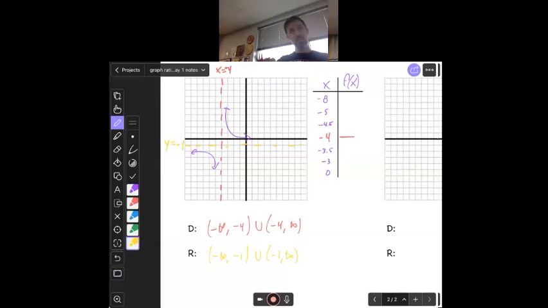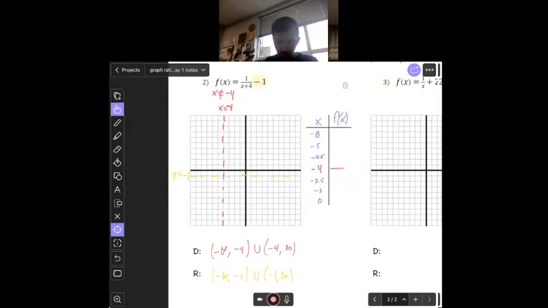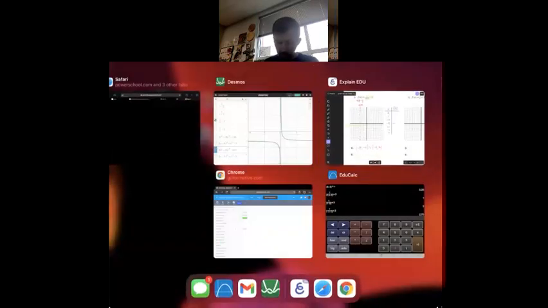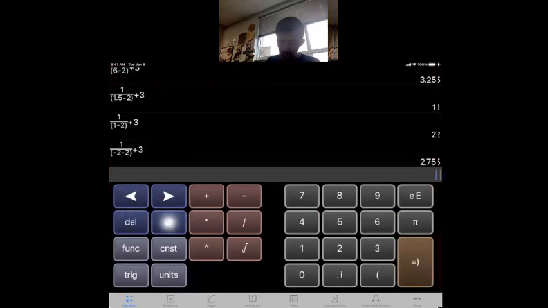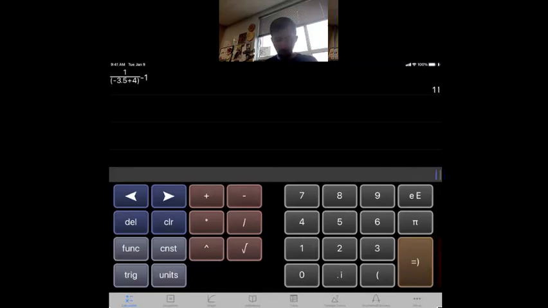I'll pause this now, and I'll go through and show you to do some calculations here. I need to plug those x values into my function. So I'm going to do 1 over, let's start with 1 over -3.5 plus 4, minus 1. The key there is going to be the parentheses that we put around the denominator. So 1 divided by parenthesis -3.5 plus 4, close those parentheses, and then minus 1.